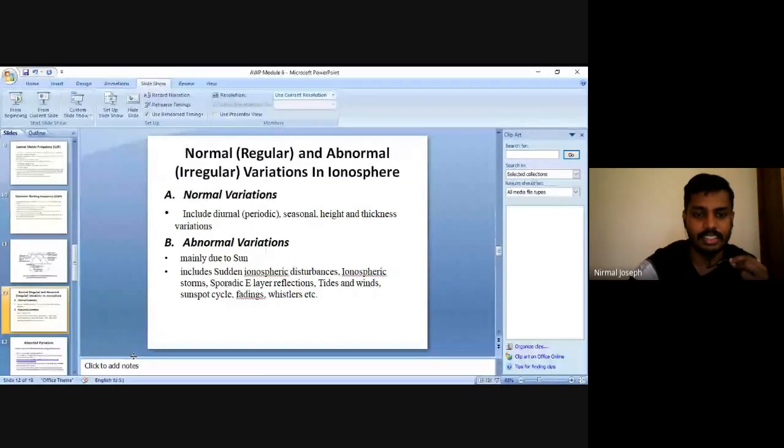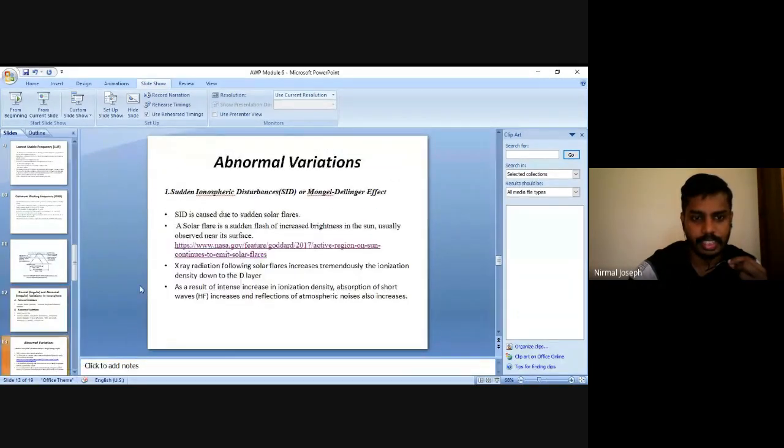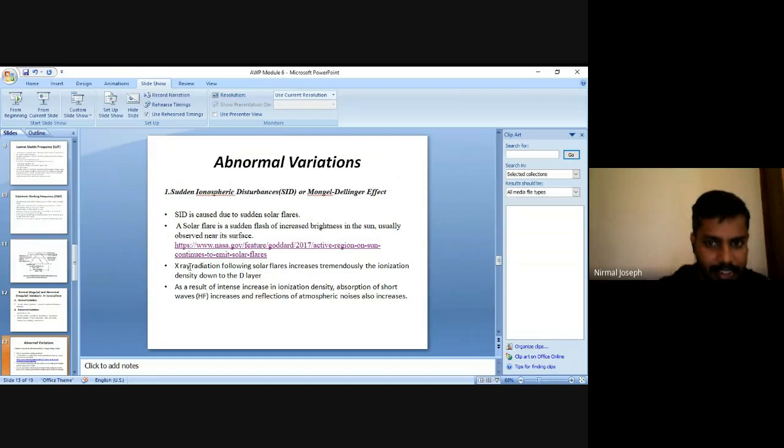First, sudden ionospheric disturbances. Sudden ionospheric disturbances, or SID, is also called the Mogel-Dellinger effect. SID is caused due to sudden solar flares. SID means sudden ionospheric disturbance. That means a sudden disturbance is occurring in the ionosphere, and it is caused due to sudden solar flares. So we have to see what a solar flare is.